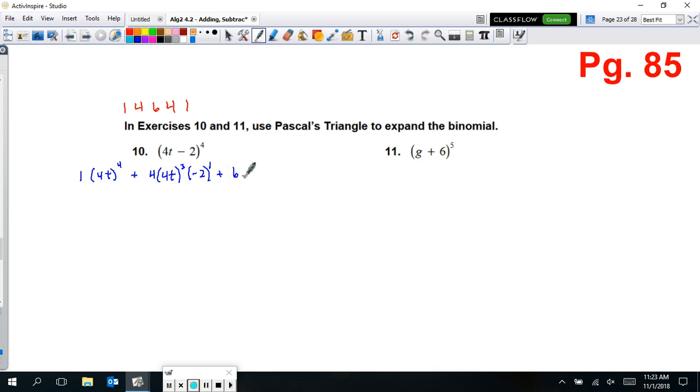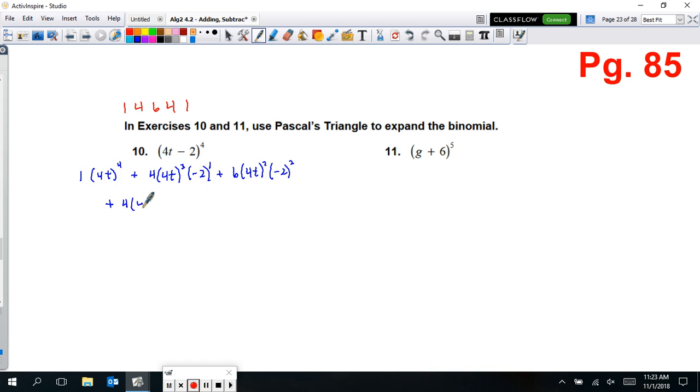Next Pascal number is 6, and then I'm going to have our 4t, and this one's now going to go down 1, so it's squared, and our negative 2 is going up 1, so it's also squared. Again, 2 plus 2 should be 4 there. 3 plus 1 should be 4. And let me bring this down a little bit right down here. So next one, put down here.